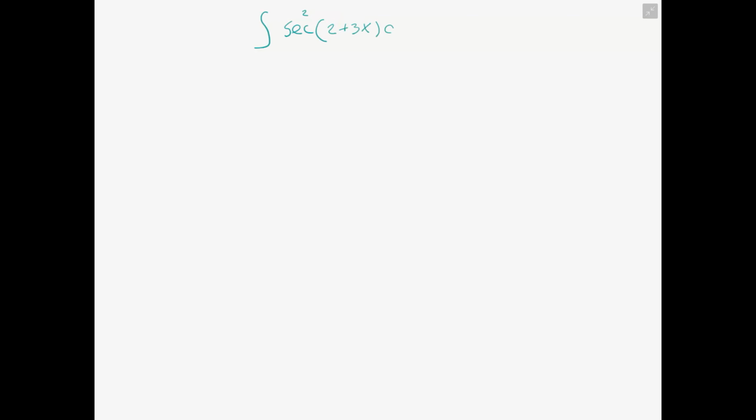Now here we got another problem. We've got secant squared of 2 plus 3x dx. This one we want to find a substitution for the argument of the secant. u equals 2 plus 3x, du equals 3 dx. And so dx is equal to du on 3.